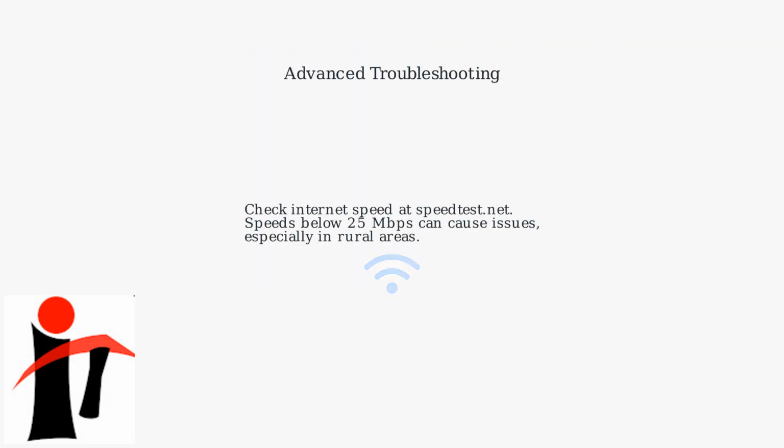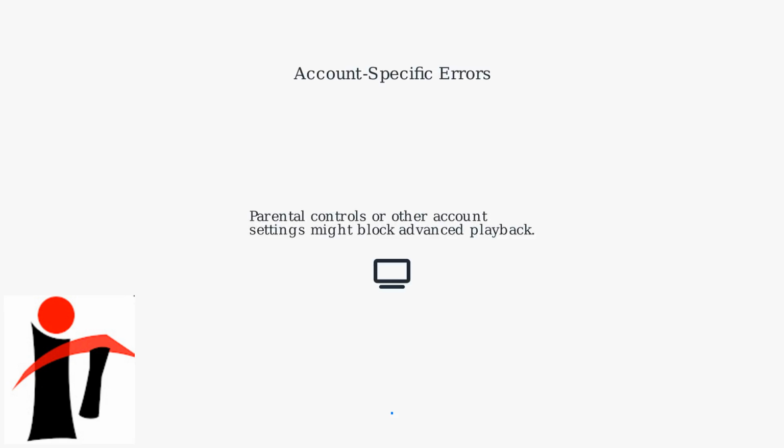If basic troubleshooting doesn't solve the fast-forward problem, consider more advanced solutions. Check your internet speed at speedtest.net. Speeds below 25 Mbps can cause playback issues, especially in rural areas. Account-specific errors, like parental controls, might also be blocking advanced playback.